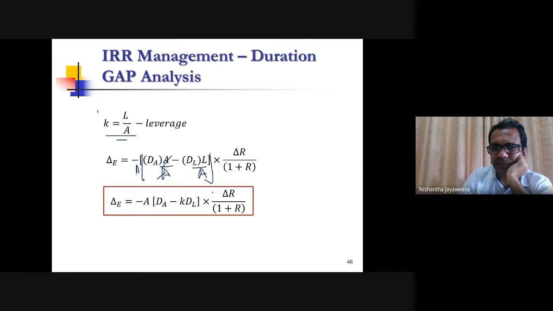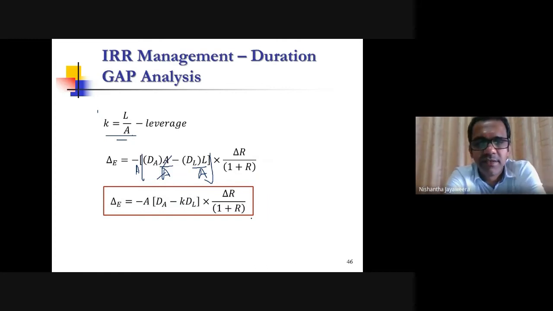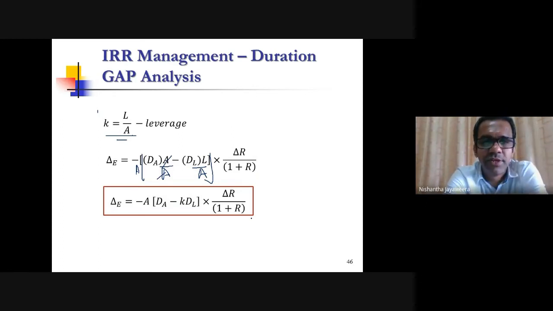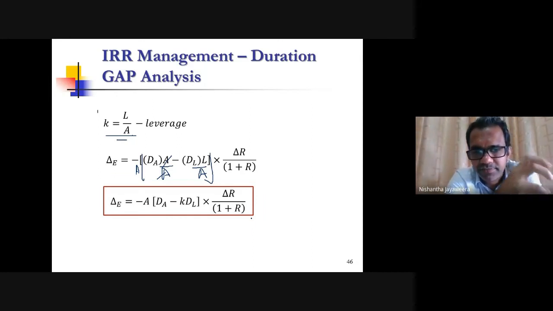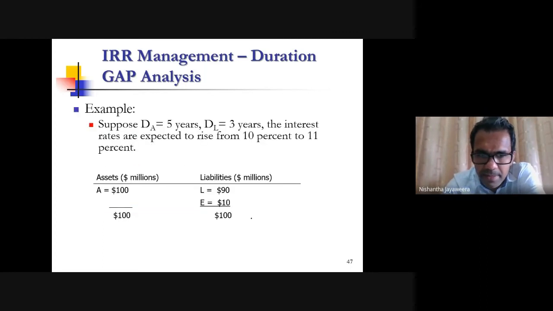So this gives us the sensitivity, or the change in equity value, for a given change in interest rates, given the Macaulay duration of assets, Macaulay duration of liabilities, value of assets, and the leverage ratio. Or if you go one step back, what you need: value of assets, value of liabilities, duration of assets, duration of liabilities, and the rate changes. Then we can calculate what would be the change in the equity if interest rate changes for a given balance sheet with known durations. So this is an example. Assume you have a set of assets in the balance sheet. Duration of those assets is 5 years.